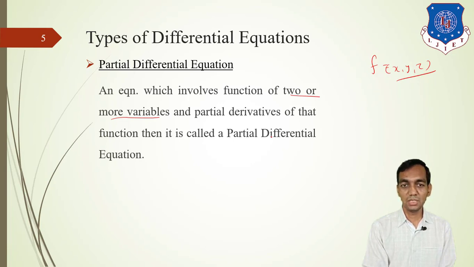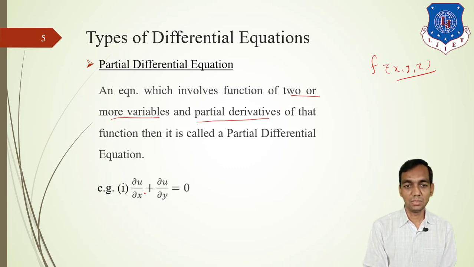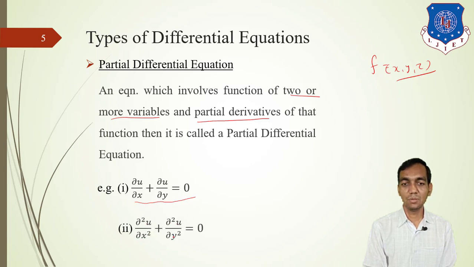So if you are differentiating with respect to x, y or z, then you have more than one variable. That's why we are going to use the partial derivative. And that means these are independent variables. So if you are taking the partial derivatives in the differential equation, then it is called the partial differential equation. Example given: del u by del x plus del u by del y is equal to 0. Same manner, del square u by del x square plus del square u by del y square is equal to 0.